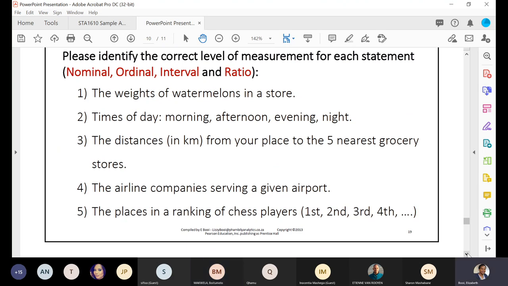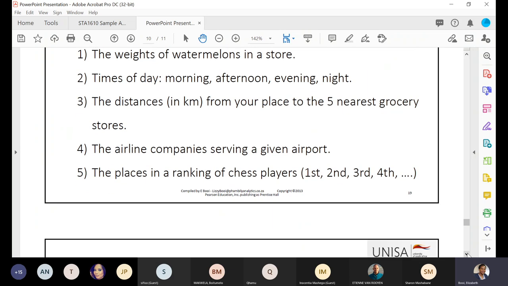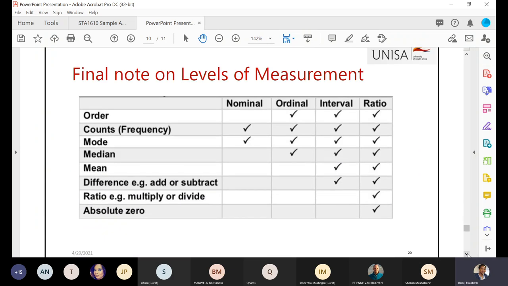Yeah, I am on unit one slide that we used. Oh, there we go.